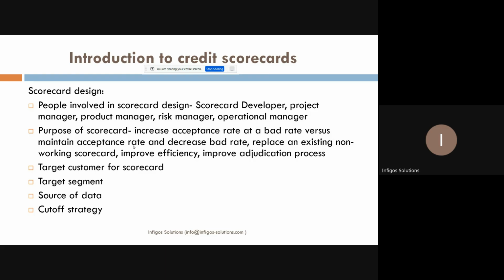What is the target segment in those customers, and which data you're going to use, which cutoff you're going to use. The most important thing you want to know is the purpose of your scorecard. Whether you want to increase the acceptance rate, keeping the same bad rate, or you want to reduce the bad rate, or you want to improve the profit efficiency or decision making process.